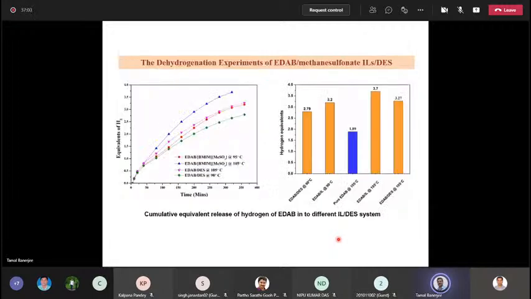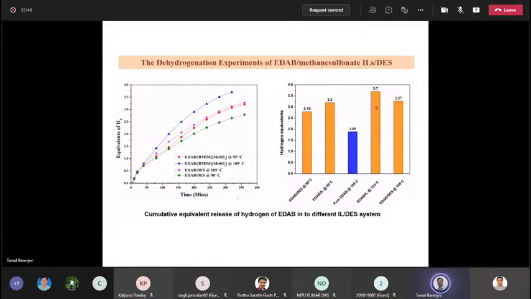So we did the dehydrogenation experiments with this methane sulfonate based ionic liquid with urea as hydrogen bond donor. Now you see it is not that high as compared to only ionic liquids. This ionic liquid is scoring, as I told you earlier, much higher than the DES. The blue ones are with only ionic liquid, while the DES is lesser. One advantage of using the DES, however, is viscosity. The pure ionic liquid is highly viscous. We also found the induction period to be lesser in the case of DES. That is the advantage.